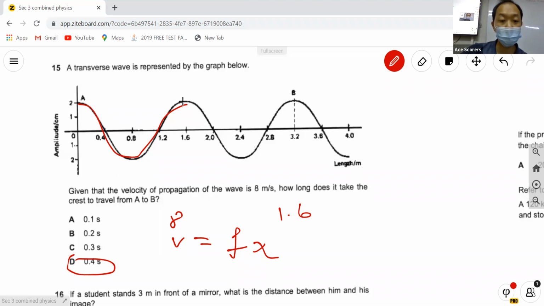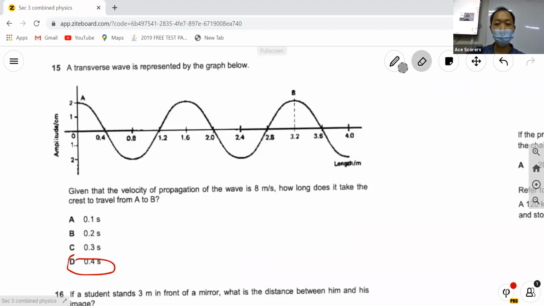One wavelength. D. How long does it take the crest to travel from A to B? Wait. I'm not looking for frequency, okay? 8 over 3.2. Why? How long does it take the crest to travel from A to B? A to B. 3.2. No, no. I forgot the card.